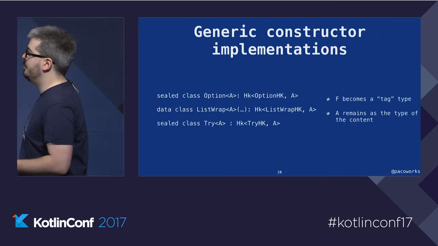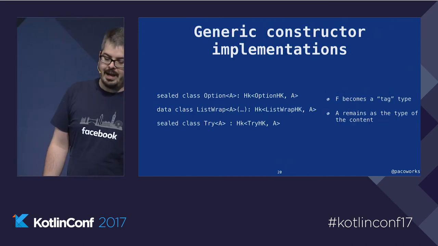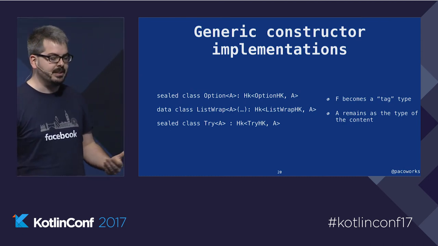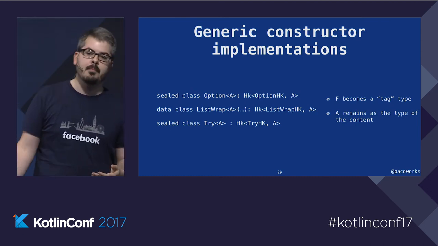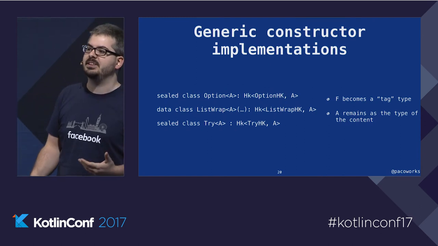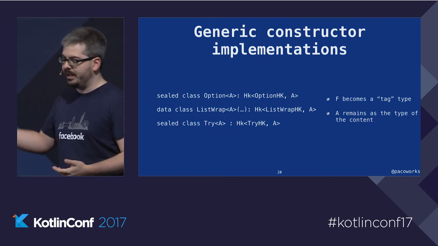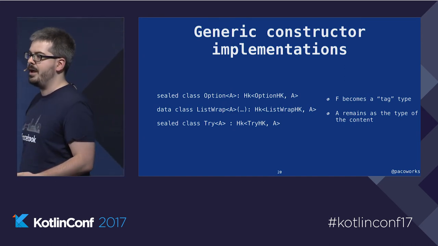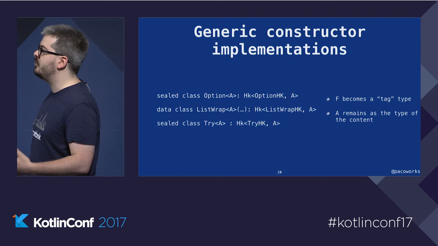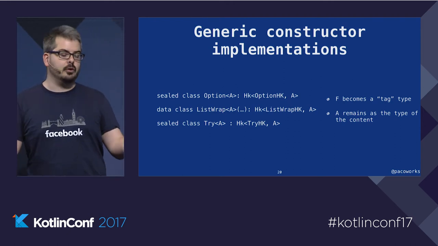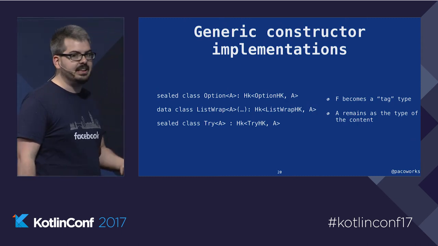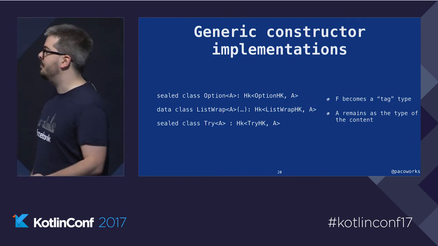We have three of them on the screen right now. We have option. If you know how option types work, basically you have a some value and you have a none value, and it's kind of a different way of representing nullable values. We can have lists. A list, everybody knows what it is. We have try. Try means that we can put a try catch block, and we can contain the function inside that try, and we can execute it, and it's going to be safe, and then we can check if the value gave a result or not.